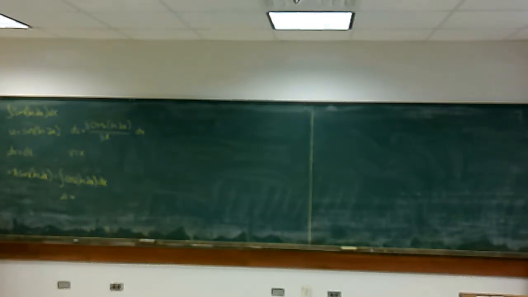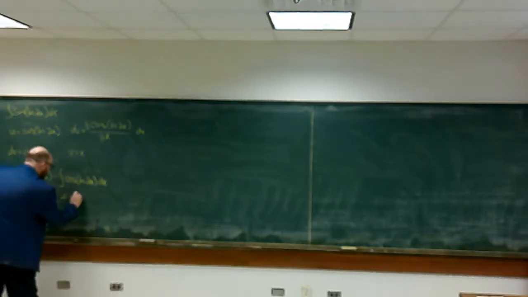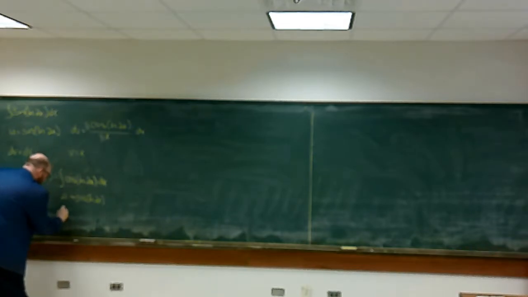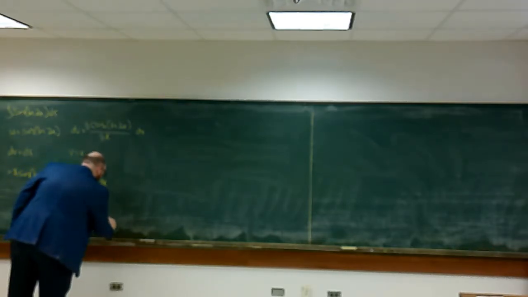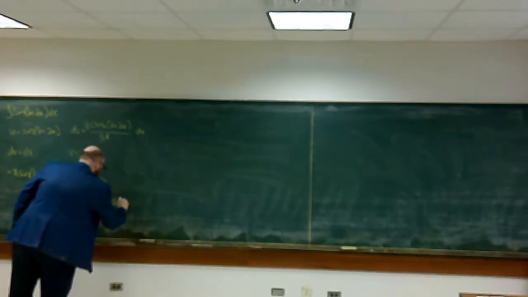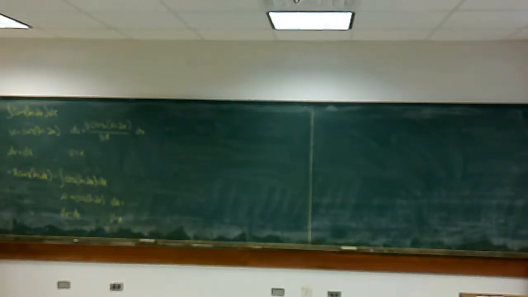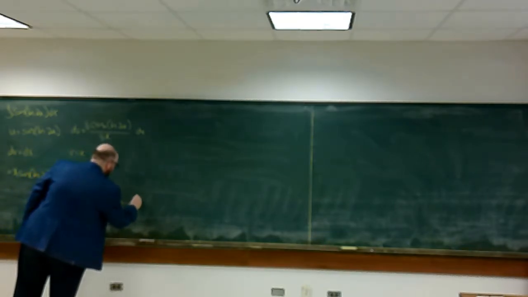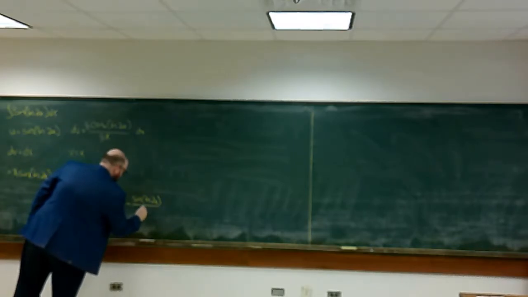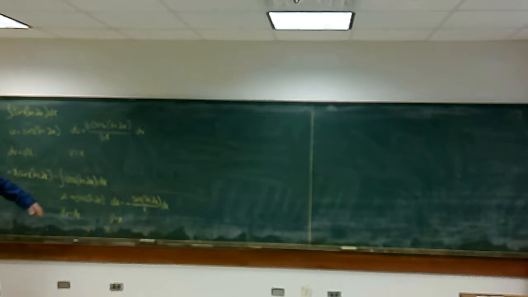Let's go back to our lovely Greek letters, mu and nu. So nu is just x. What is d mu? Shouldn't require much thought. Minus sine of log of 2x divided by x. All right, it's practically the same, except it's now a negative sign because of the derivative of cosine.